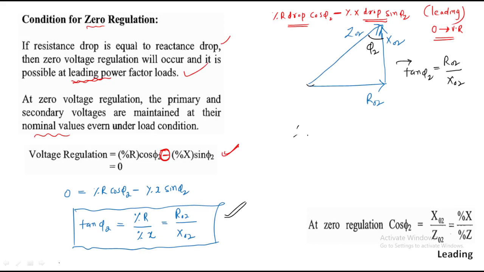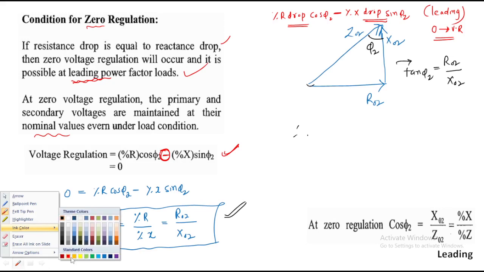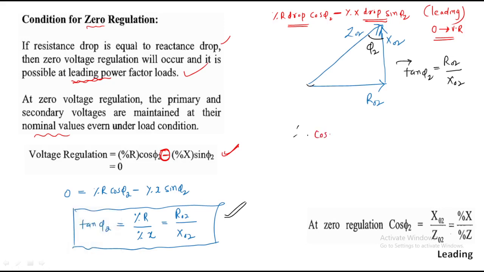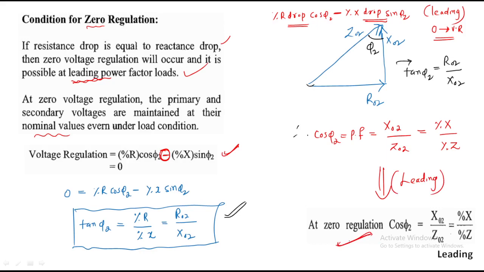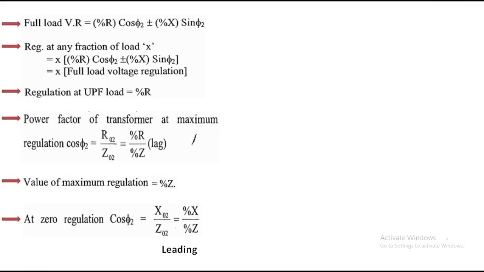From this, what is the power factor? The power factor is adjacent side X02 by hypotenuse, that is percentage X by percentage Z. This is the power factor during leading, right? This is the power factor at zero regulation: percentage X by percentage Z leading. Very simple. So these are the basic summary points.